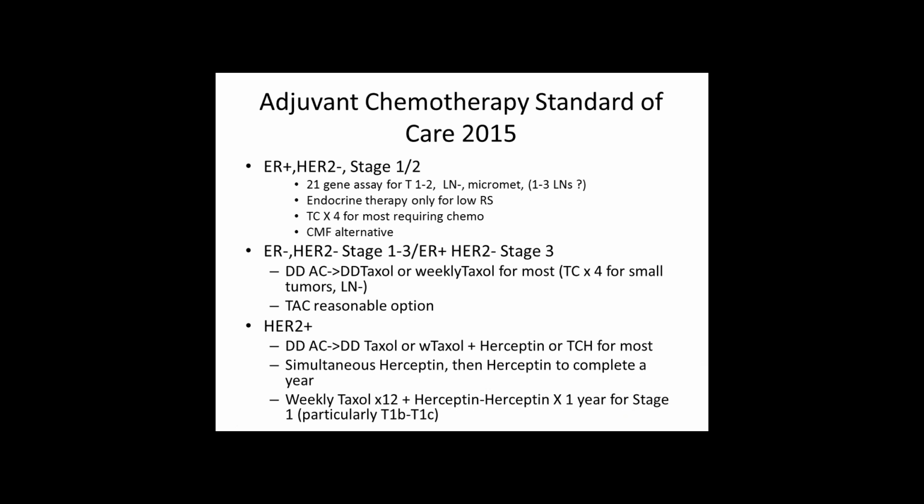weeks and simultaneous Herceptin, followed by Herceptin for a year, works very well for stage 1 cancers, particularly those that have tumors between 1 and 2 centimeters. And we have been using that regimen recently because it's less toxic than giving the AC followed by the paclitaxel or by giving TCH. And the recurrence-free survival in patients who got weekly paclitaxel with small tumors is about 97%.